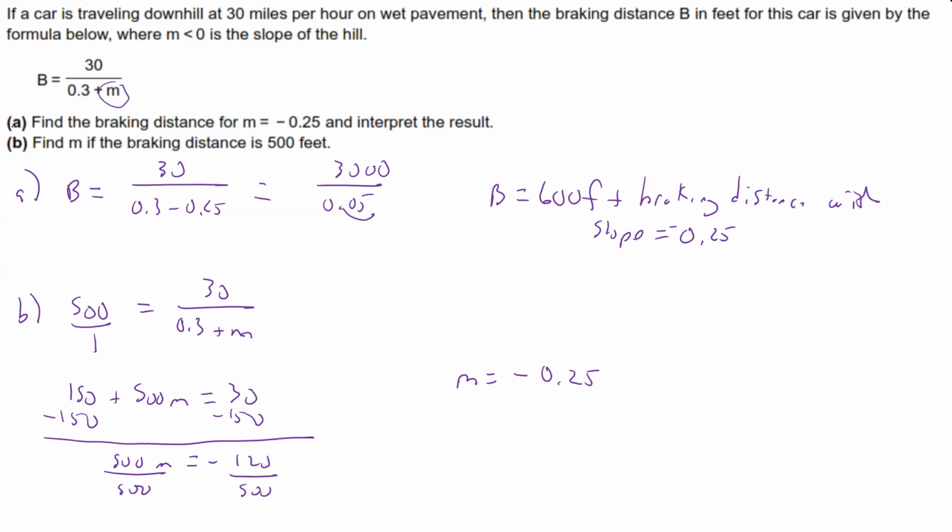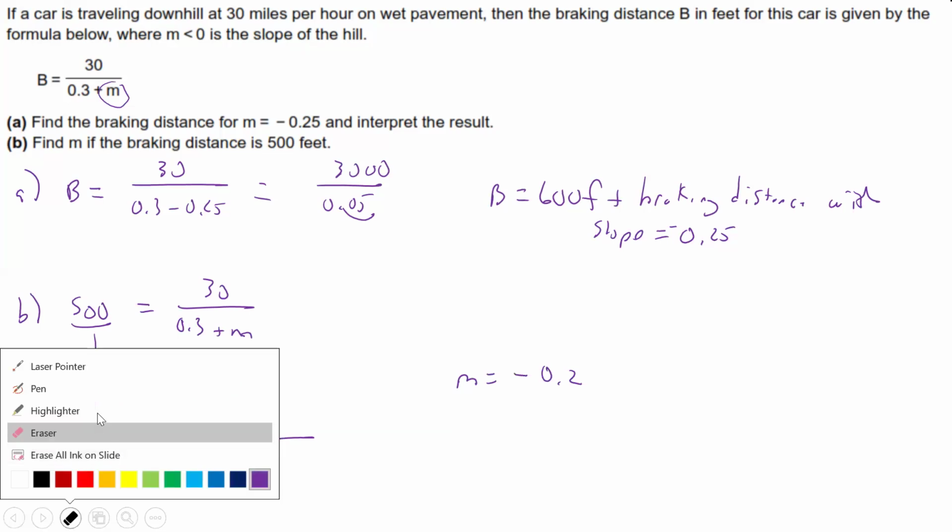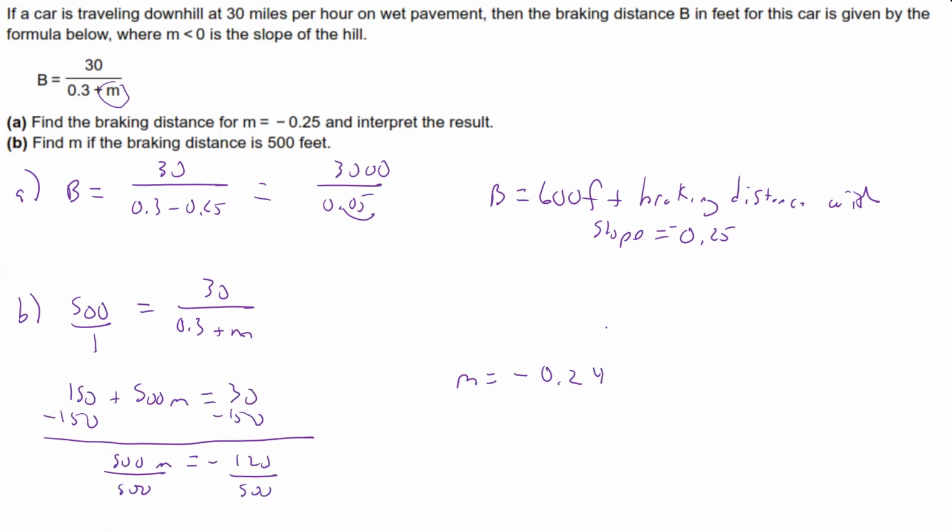So that's all it asks for. Find m for that. It doesn't say interpret that one, but when the braking distance is 500 feet, the slope is negative 0.24, not 0.25. I wrote the wrong number there. I looked at 0.25 up here, not on the calculator, which was 0.24. So that's our slope when we brake at 500 feet, and at 600 feet, the slope is negative 0.25. All right, what's the next question?